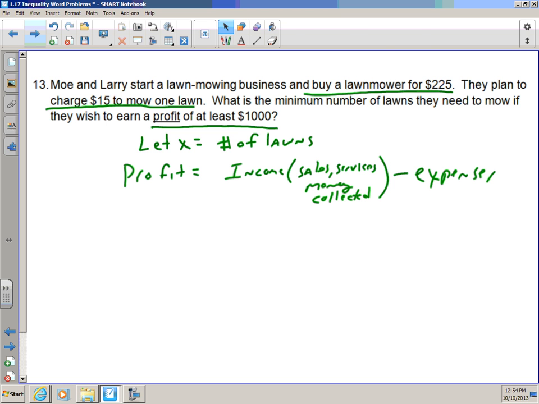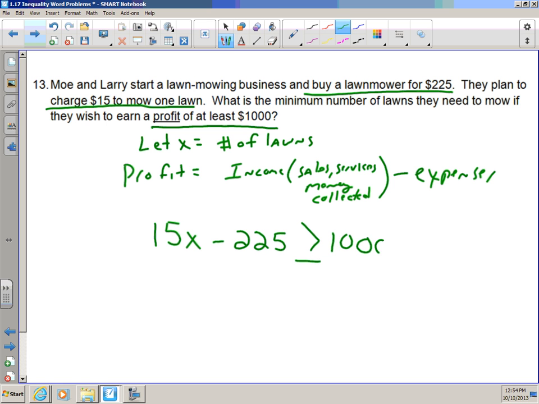So, how do I set up an inequality for this? They earn $15 for every lawn, but they paid $2.25 for a lawnmower. So I have to subtract that amount. What do they want to earn? They want to earn at least $1,000 or anything over that. So I now solve my inequality.